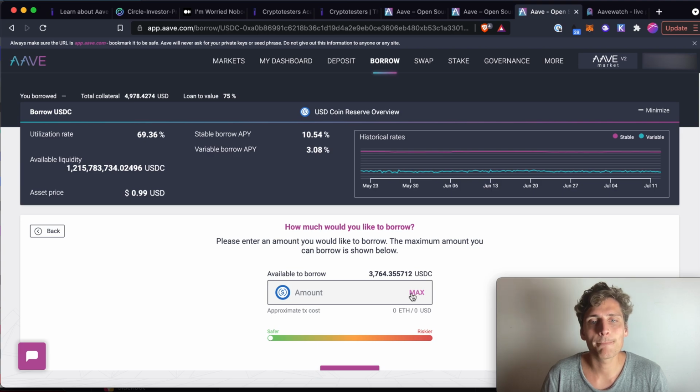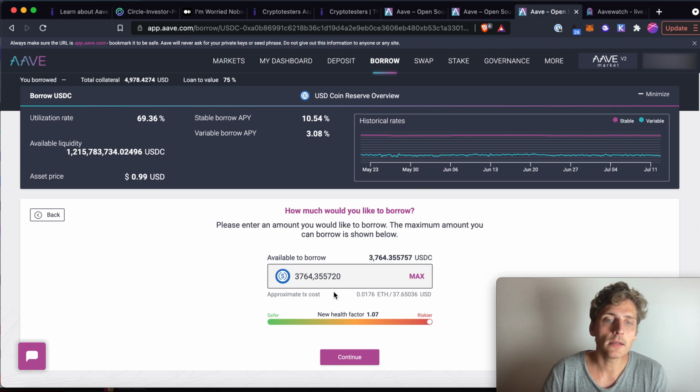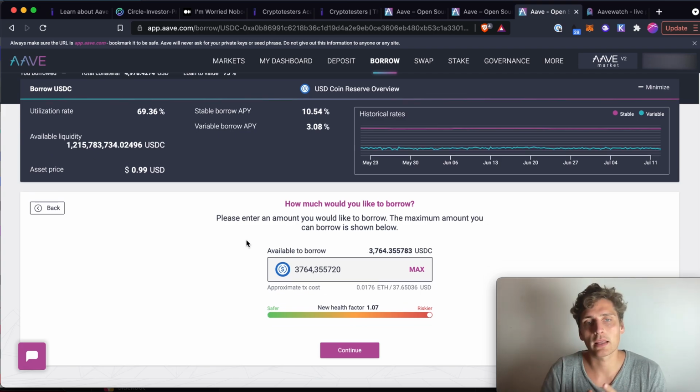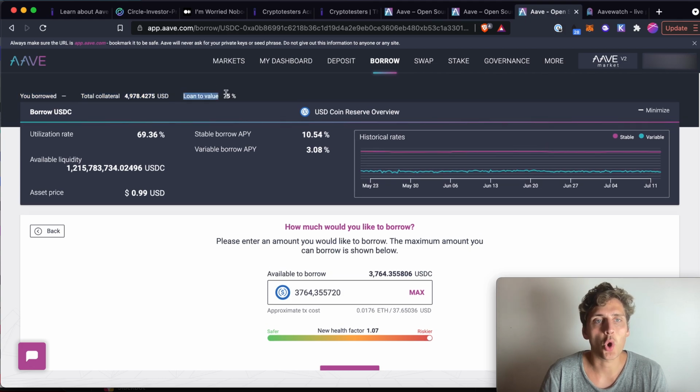So you can see that there's a max button. This is the maximum that Aave allows me to borrow in order for the loan to be secure for Aave, because Aave doesn't want some people to default on their loans. That would be bad. So they have this calculation that looks at how much a person can borrow against their collateral. In the case of my deposit, you see here there's a loan to value ratio. So at most, I can borrow 75% of what I have deposited.